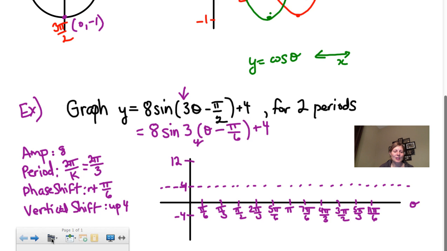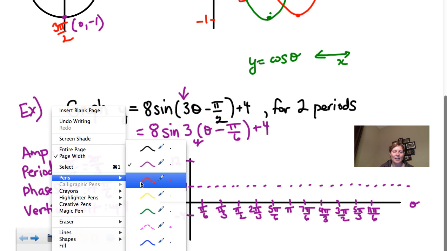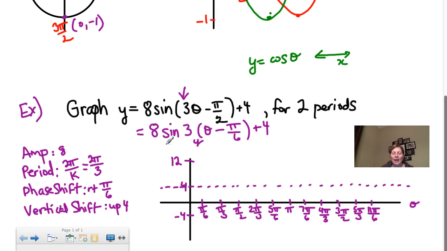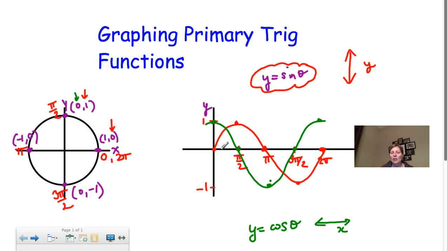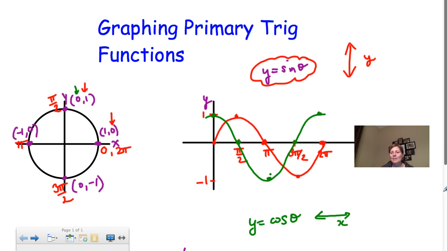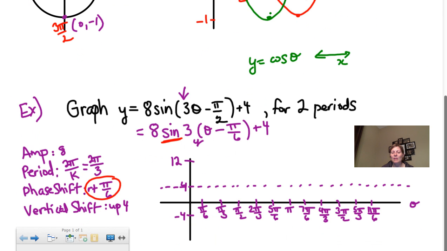Okay? All right, I'm just going to switch colors to make this easier to look at. So the next step is, my graph is going to start pi on 6 to the right. What kind of graph am I looking at? I'm looking at a sine graph. Because I'm looking at a sine graph, when we go back up to the original sine function, sine started on the axis of curve. So I'm going to keep that same pattern with my graph, and I'm going to start sine on my axis of curve.